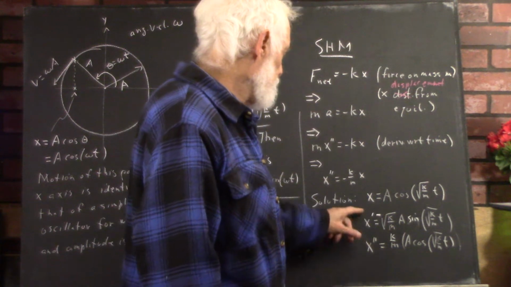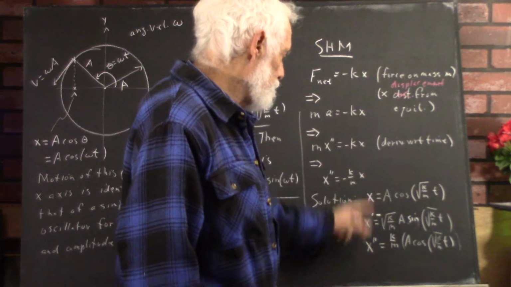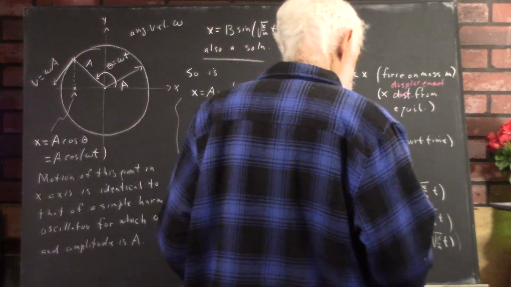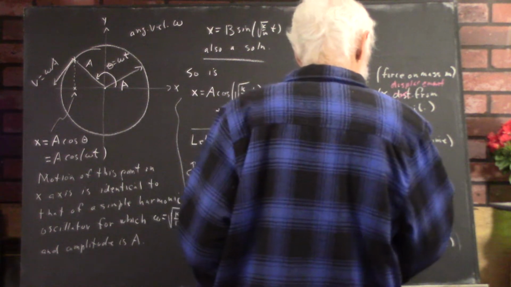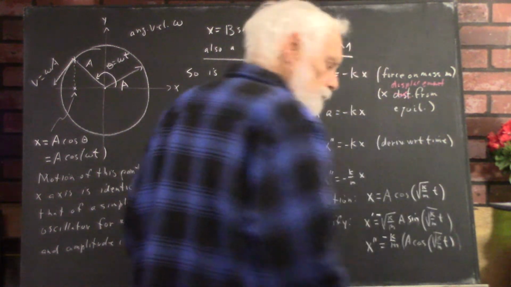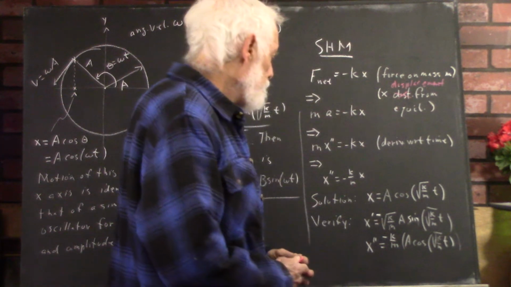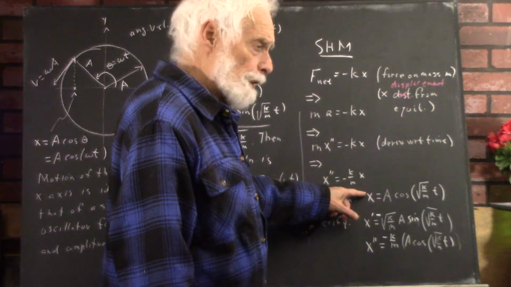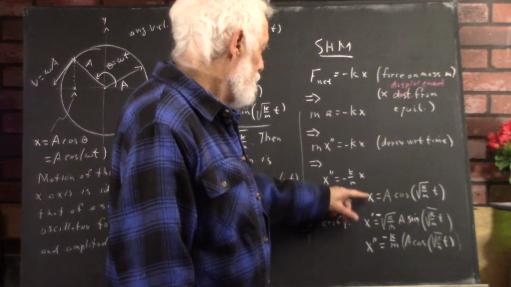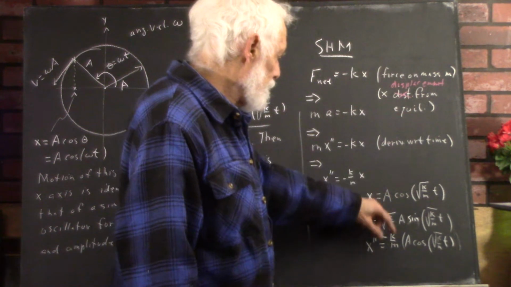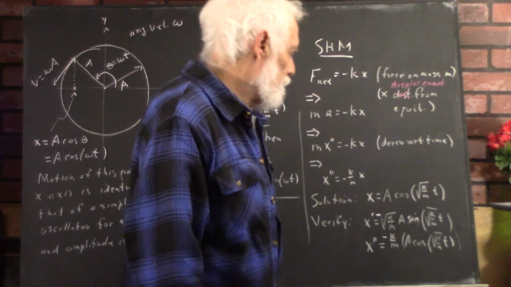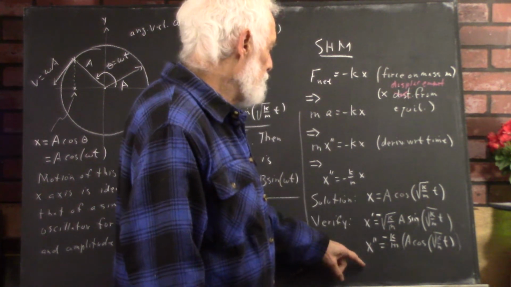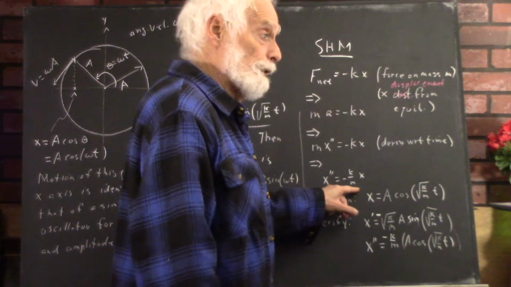Now you can verify this by taking two derivatives, and that's very straightforward. Apparently I neglected to write my minus sign there, but now it's a verification because here's your x double prime and here's your x. Okay, and x double prime is the same as x because you got the A cosine square root of k over m t here, but you got a negative k over m out in front, so x double prime is negative k over m times x, and that was the original equation.